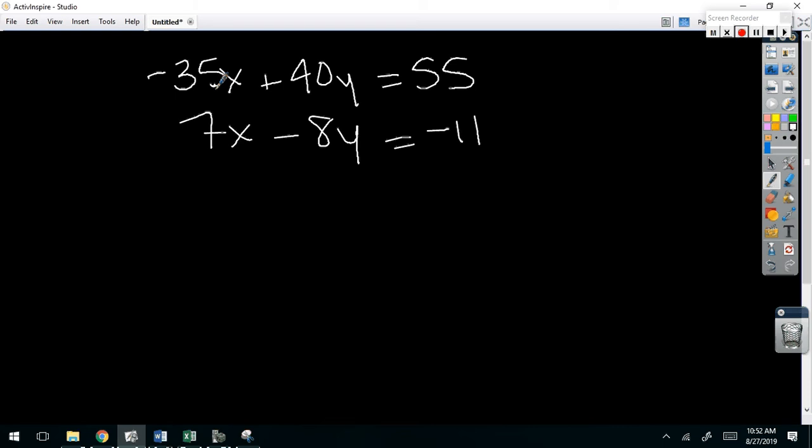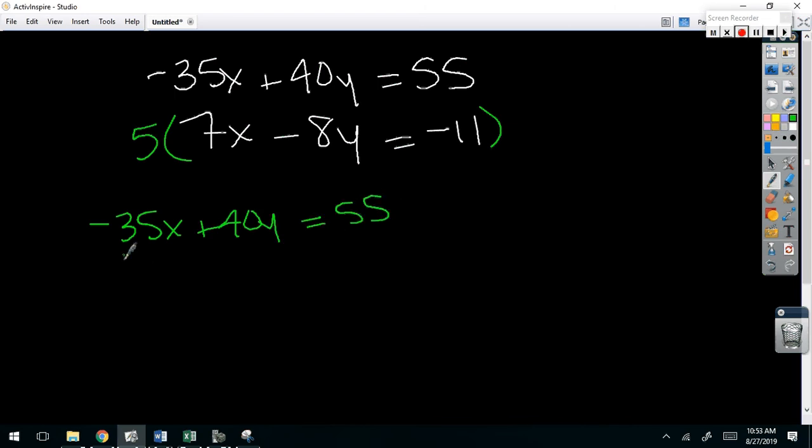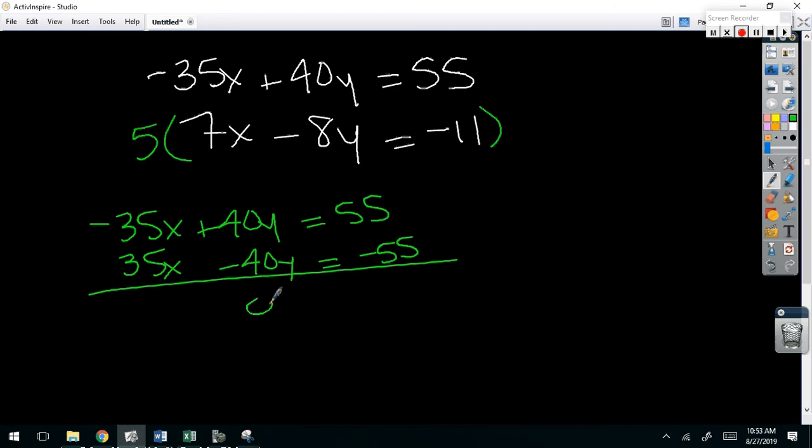That's exactly what I would do. I would look at elimination because right off the bat, I noticed that 35 is a multiple of 7, or 7 is a factor of 35. Let's say it backwards. So I'm going to multiply this through by 5. Now the equations that I'm adding together are negative 35x plus 40y and 35x minus 40y equals negative 55.